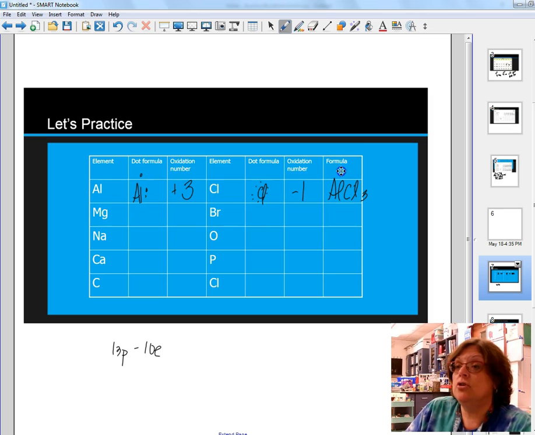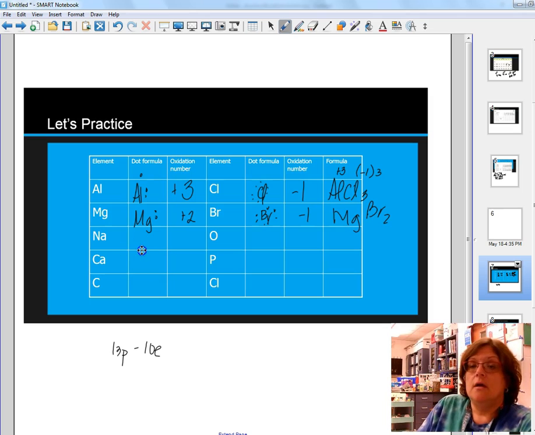The law of zero charge says whatever the charges of the ions are, they have to add up to 0. So we need 3 negative 1s. 3 minus 3, 0. Magnesium has 2 outer shell electrons. He's going to be a +2 charge. Bromine is just like chlorine. He's got 7 outer shell electrons. He's going to be a -1. And we get magnesium bromide.